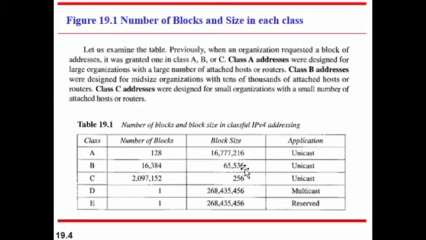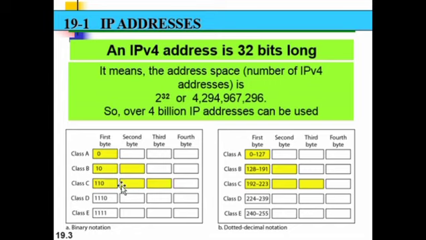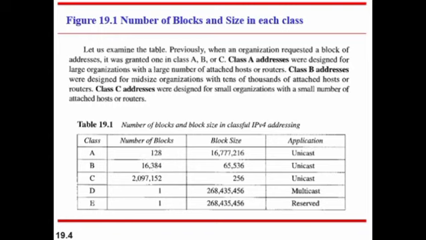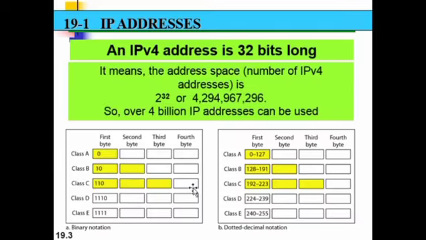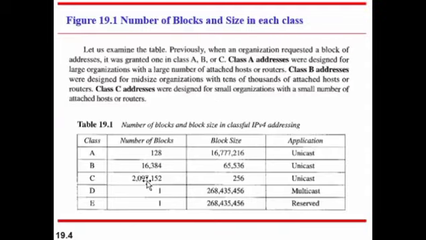65,536. Now in class C we have 3 bytes representing the net IDs, and in the first byte 3 bits are reserved, so the remaining are 5, so we have 21 bits representing the net IDs. We can calculate the number of blocks from 2 raised to power 21, which gives us 2,097,152. Now in class C, only one byte represents the host size, which we use to calculate the size of the block. So 2 raised to power 8 gives us the answer 256. Here you can see that it is giving us 256.